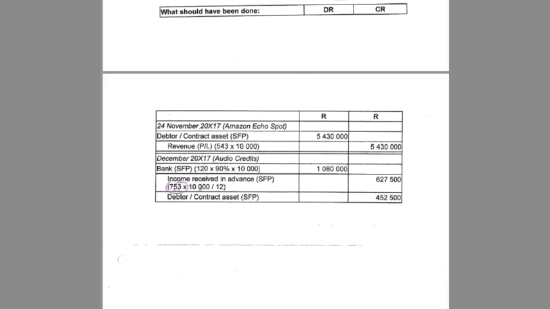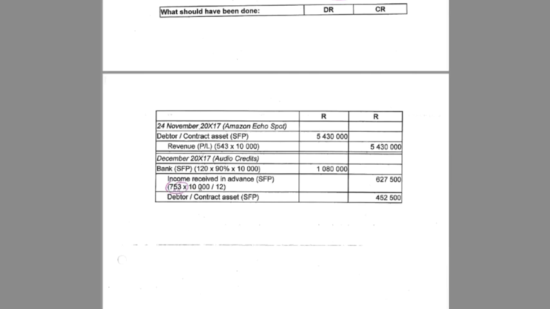What else should have been done? We should have recognized the bank amount that we really received, cash, that the payment for the subscription. How much did we receive? We had a discount of 10%, so we only received 90% of the amount. The question is, can I recognize revenue for the audiobooks?